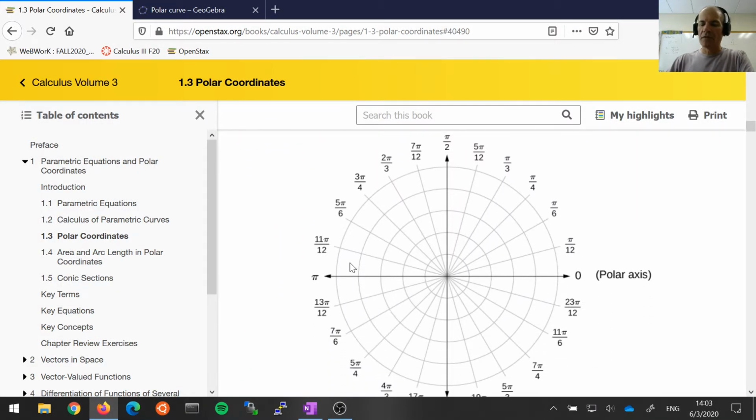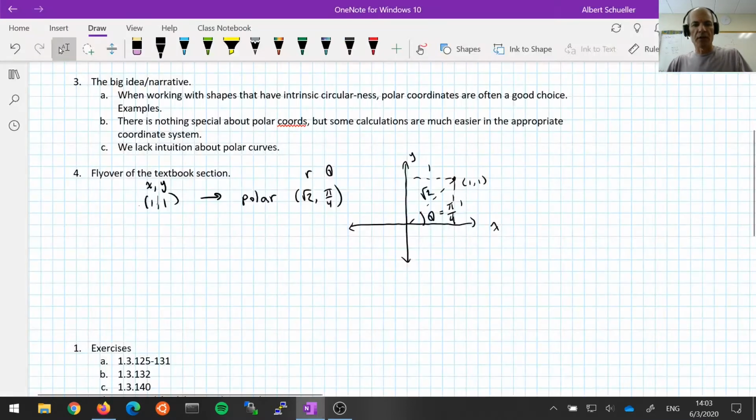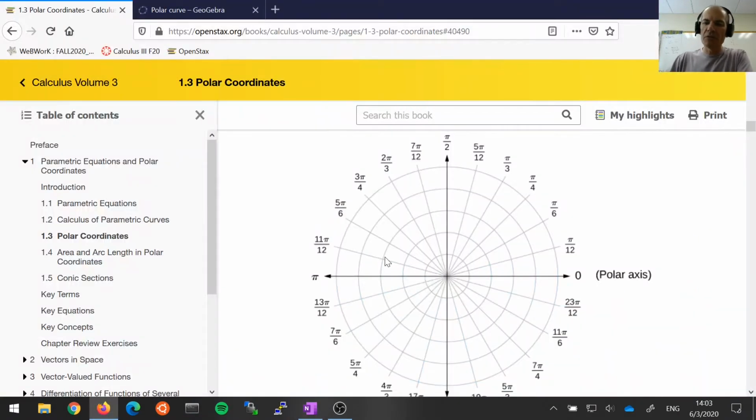This is what the plane looks like under a polar coordinate system. Once again, if we want to locate, for example, the exercise that we just did, the square root of 2 and pi over 4, usually I locate the angle first, pi over 4, doesn't really matter. And then I go out square root of 2. Square root of 2 is just a little bit more than 1. It's around 1.4 here. And so the point is sitting right here.